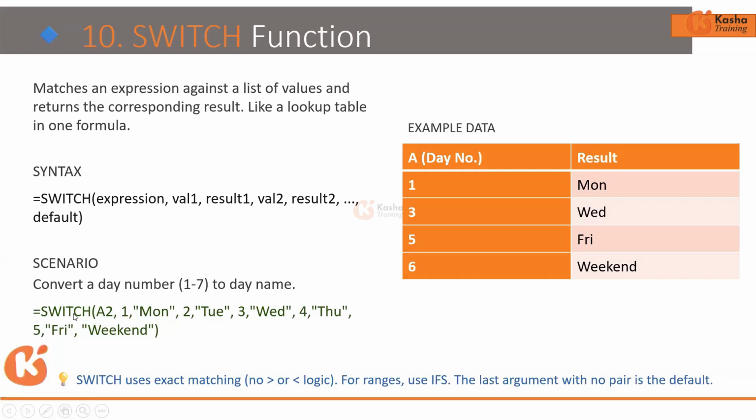Okay. So here you can see SWITCH(A2, if it's equal to 1, then Monday. If it is 2, then Tuesday. 3, it is Wednesday. 4, it is Thursday. 5, it is Friday. And otherwise, it is weekend. So you can see 1 is Monday, 3 is Wednesday, 5 is Friday, and at 6 it is weekend. So like this, you can use the SWITCH function. Now let's apply all these formulas on the Excel sheet and see how the results come.